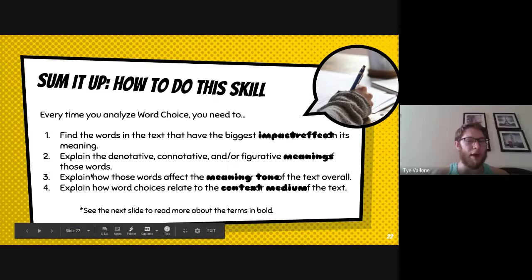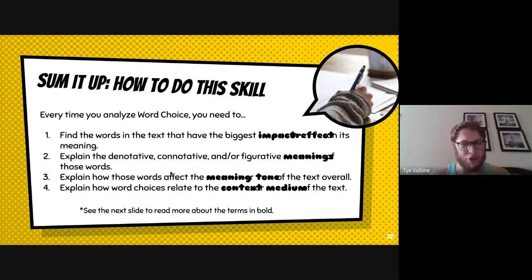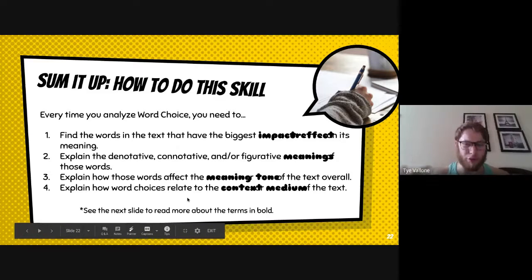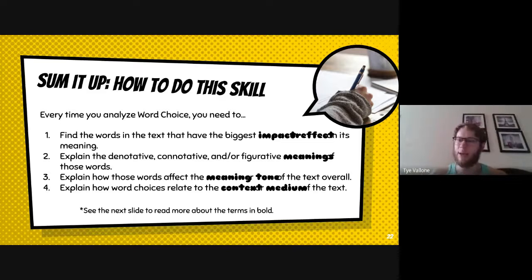And then once we do that, we've got to figure out how those words affect the meaning and the tone of the text overall. So now that we know what the connotation of this word is, how does that help add to the meaning of the text, or how does that help impact the tone? And then lastly, explain how these word choices relate to the context or the medium. So based on the context, based on when this poem was written, this is why this author would use these words.